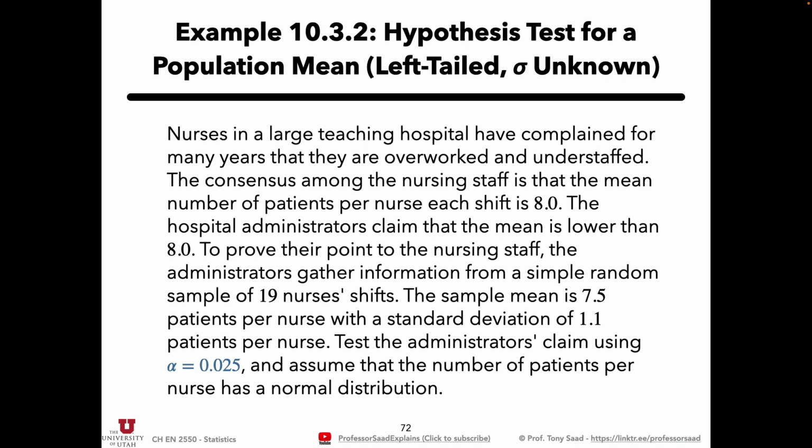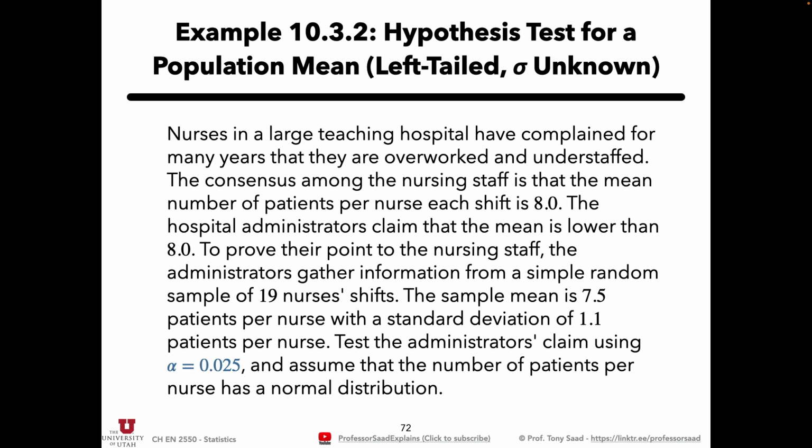So, okay, the consensus among the nursing staff is that the mean number of patients per nurse each shift is 8 patients. The hospital administrators claim that the mean is less than 8 patients per shift. Of course, they're always going to claim it's less, right? To prove their point, the administrators gather information from a simple random sample of 19 nurse shifts, and the sample mean is 7.5 patients per nurse, with a standard deviation of 1.1 patients per nurse. Test the administrators' claim using an alpha of 0.025.